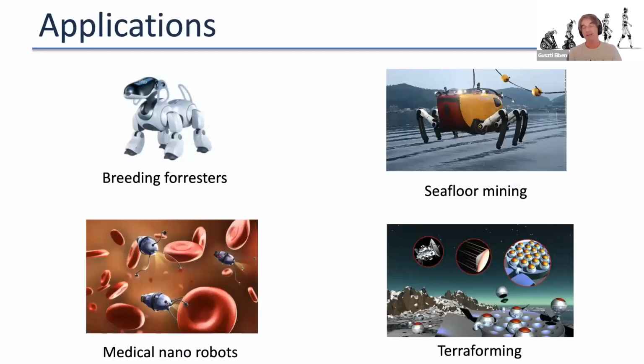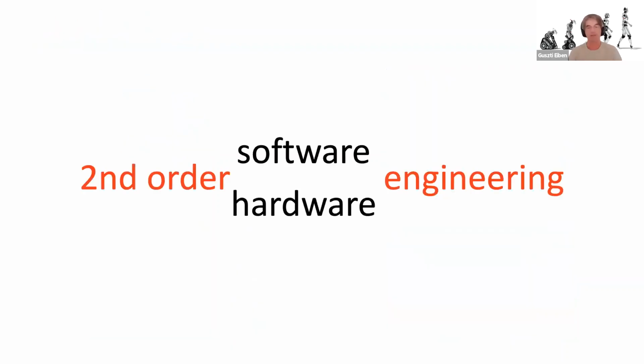So what is this good for? If we had this technology working, we could use it in really different applications. We could breed robots for environmental monitoring in rainforests. We could breed robots or even have them evolve down on the seafloor and mine some stuff we want to have. We could go to a very small scale and have nano robots in the human body, playing virus scanners literally in our bodies, or go to the other edge of the scale and use them for terraforming in space exploration.